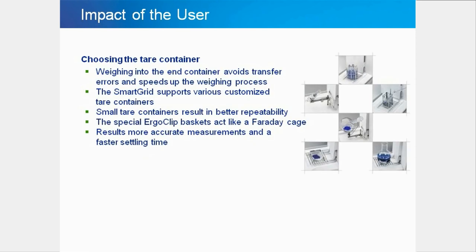Using tare containers will reduce errors and speed up the weighing process. The Smart Grid supports various customized tare containers which allow for direct weighing and avoid sample transfer errors. Small tare containers result in better repeatability. Additionally, the special ErgoClip baskets act like a Faraday cage, thus avoiding instability due to electrostatics. This results in more accurate measurements and a faster settling time.